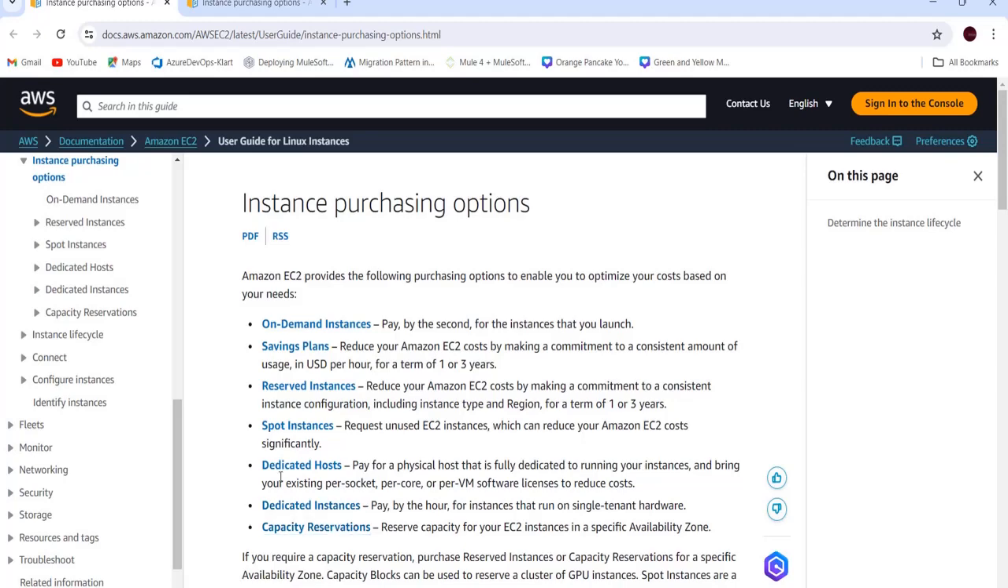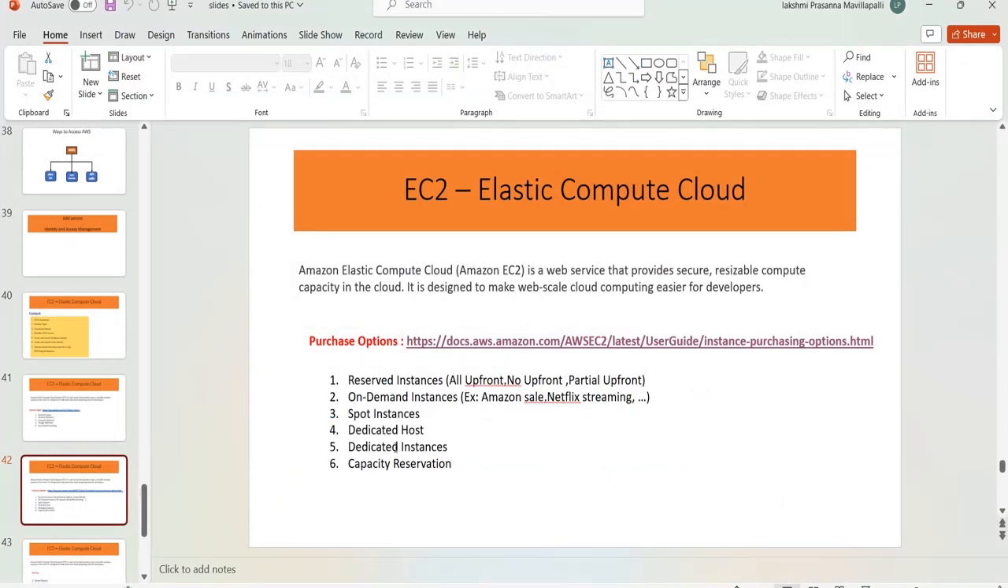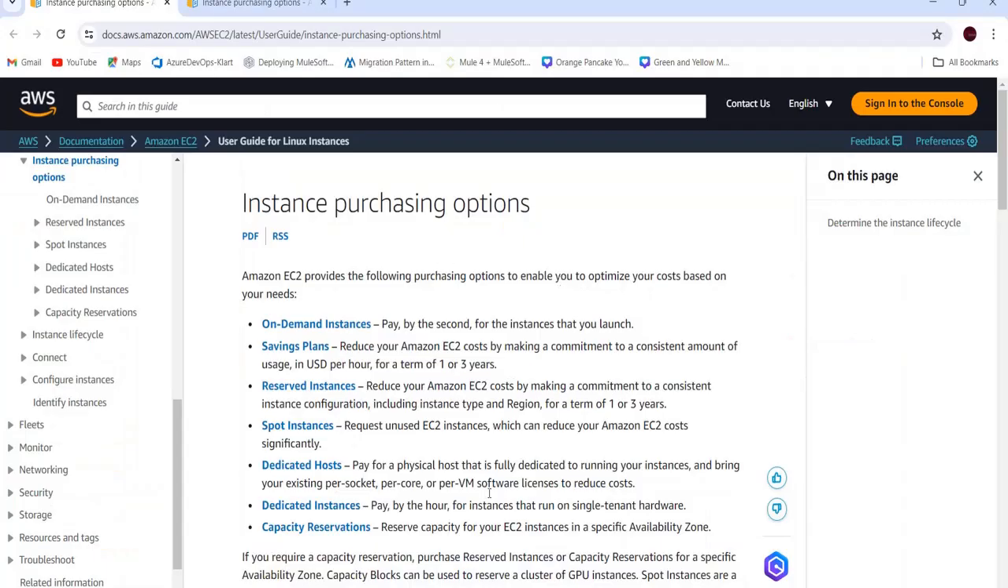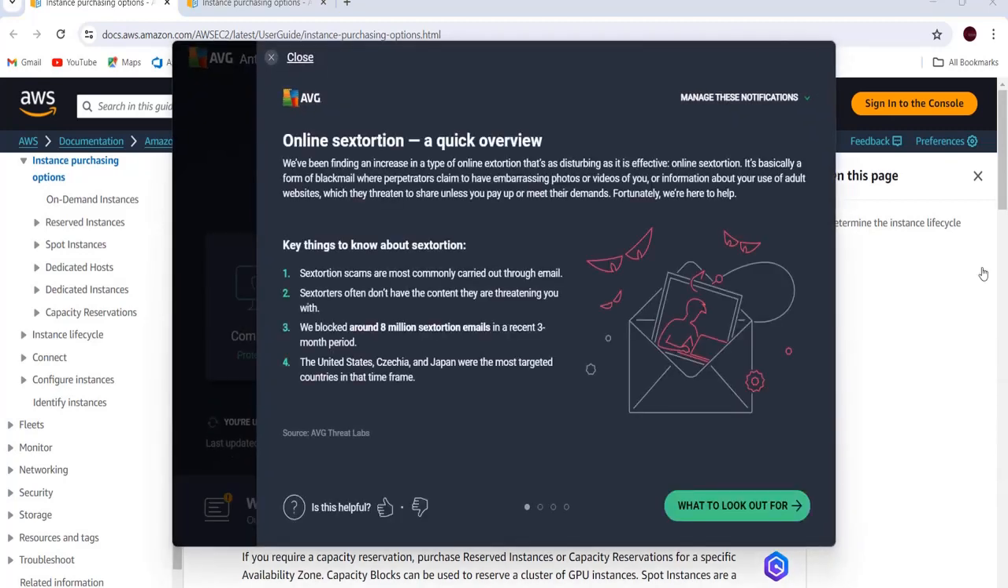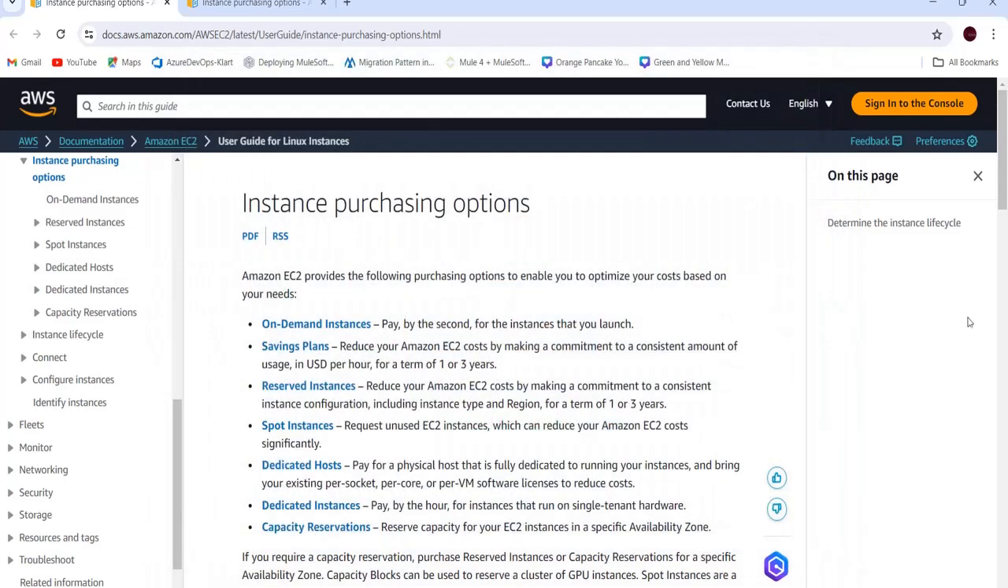Then dedicated hosts and dedicated instances, we will cover in the tenancy part. Okay, let's first ignore dedicated hosts and instances. Let's see capacity reservation. As per AWS, capacity reservation means reserving capacity for your EC2 instances in a specific availability zone. Sorry for that. If you want to reserve capacity of EC2 instances in a specific availability zone, you can do it by selecting this capacity reservations option.